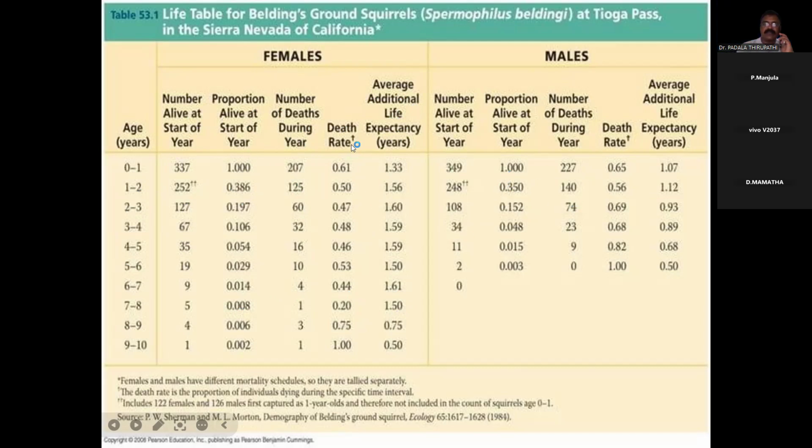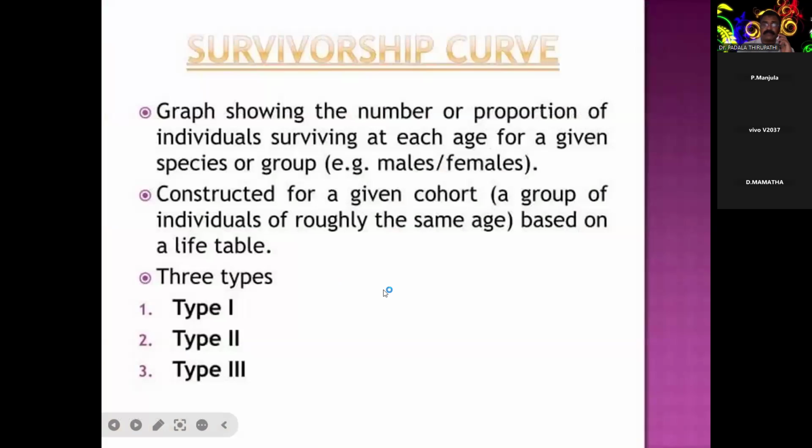For example, when we observe the death rate here, it is 0.61. Here the death rate is 0.65 for males, in the age 0 to 1. So here the death rate is 0.61 and here 0.65, which is higher in males. Like this, we can get the information about the life tables.